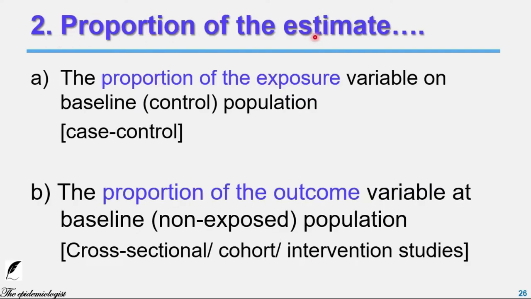The second assumption is the proportion of the estimate. How could we estimate and find it? The second assumption is the exposure estimation for case control and the proportion of the outcome for other designs, including the analytic cross-sectional, the cohort, and the interventional studies.